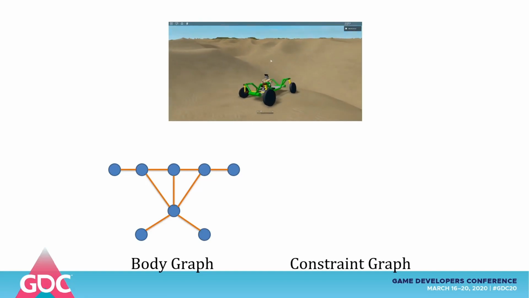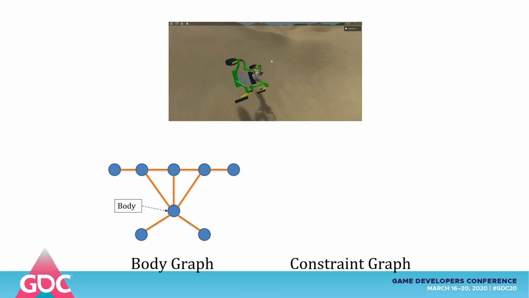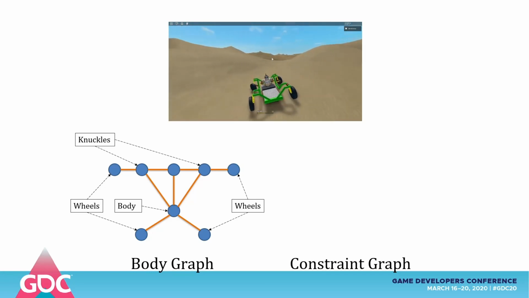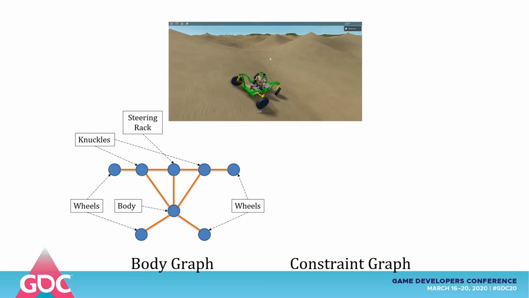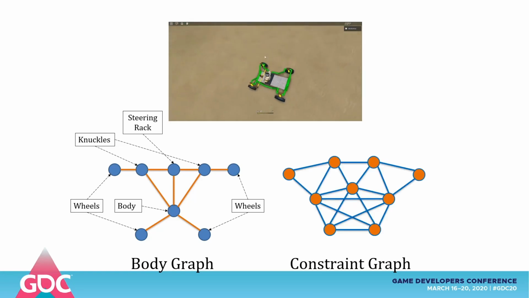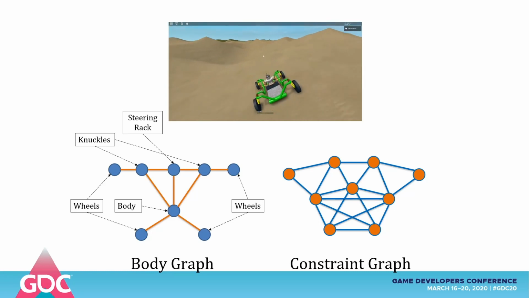Here's a simple example of a dune buggy with its body graph. The nodes correspond to the following rigid bodies: the main body, the wheels, the knuckles that join the front wheels to the body in the steering mechanism, and the steering rack. Taking the edge graph of the body graph, we get the constraint graph. This graph represents the structure of the constraint matrix of the equality constraints in this buggy.